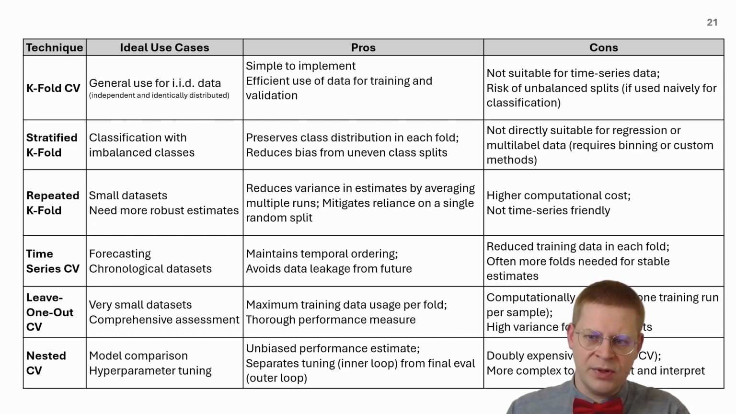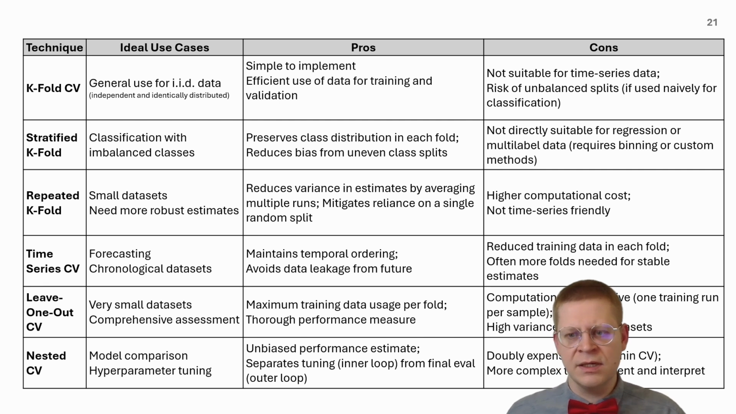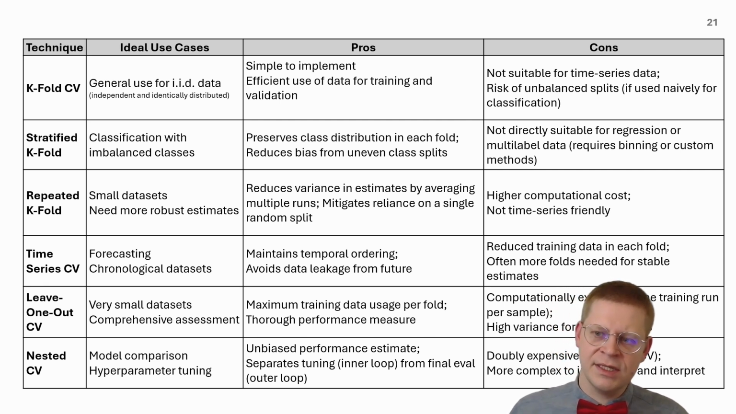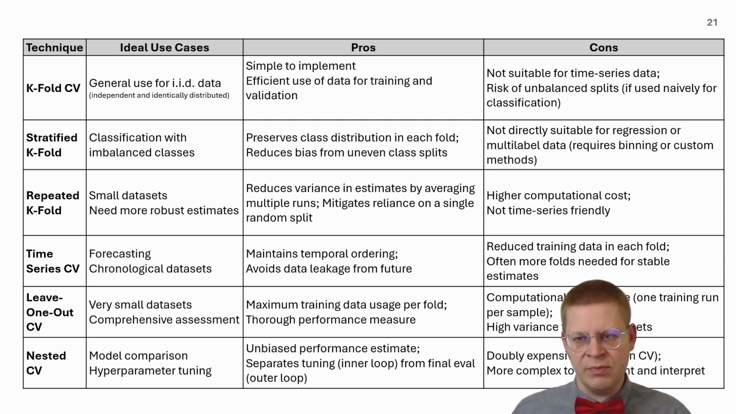Stratified K-fold is a perfect fit for classification tasks with imbalanced classes. It preserves the class distribution in each fold, helping us avoid skewed or missing classes in any particular split. The downside is that it does not directly extend to regression or multilabel data unless we do some extra steps like binning or iterative stratification.